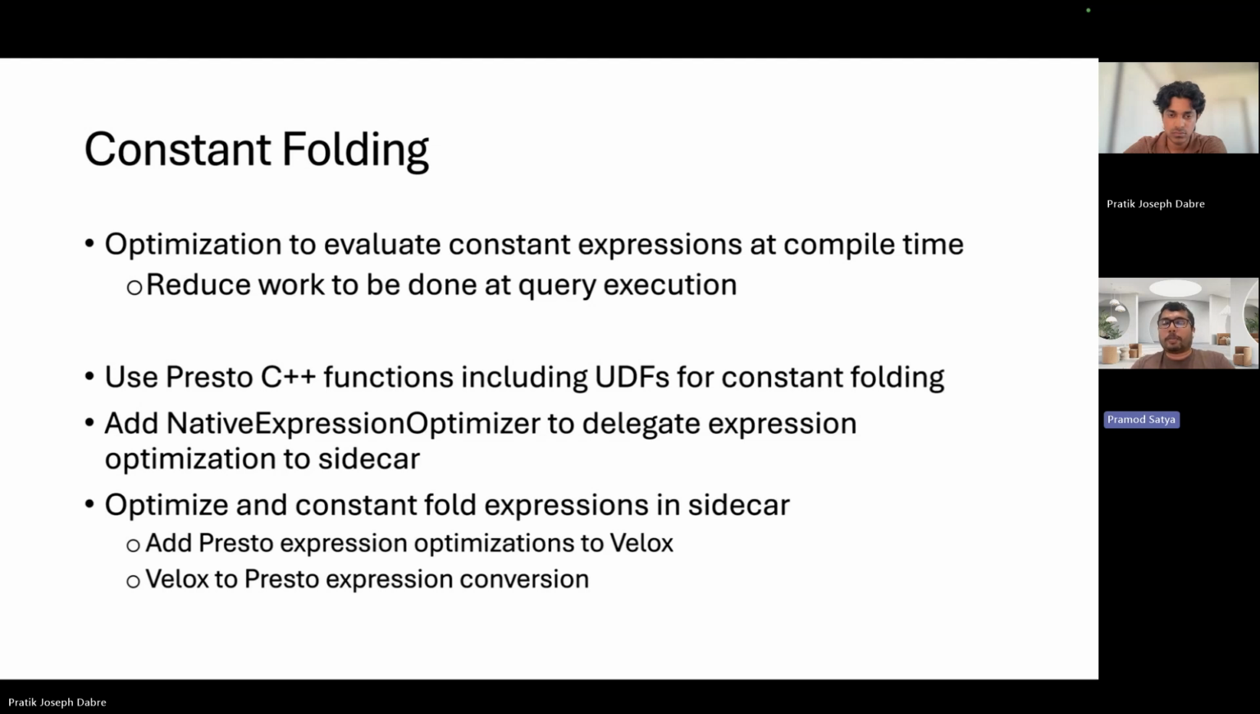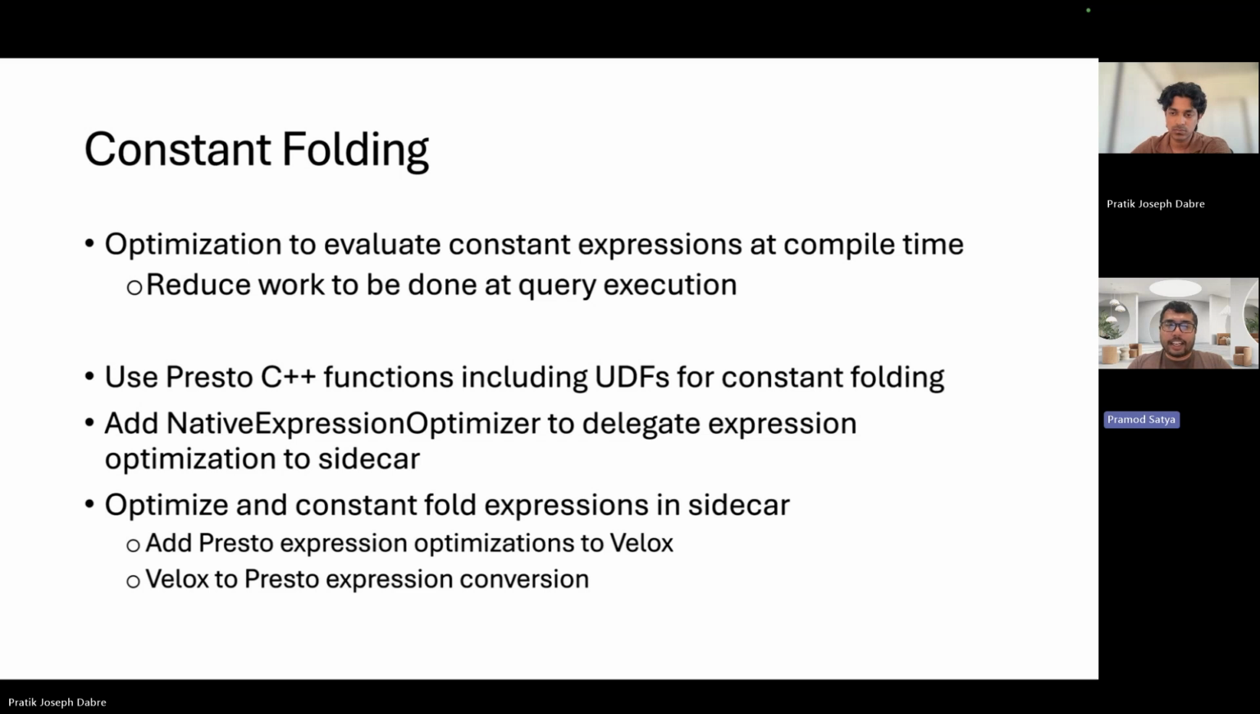What the native expression optimizer does is delegate the expression optimization to the sidecar via the HTTP endpoint v1/expressions. In Presto, in addition to constant folding, there are some additional expression optimizations that are done for certain special form expressions. We'll be adding these optimizations to Velox by building on the expression rewrite framework so that the expression optimization is consistent in both Presto C++ and Velox. This is currently under review, and I won't go into much detail.